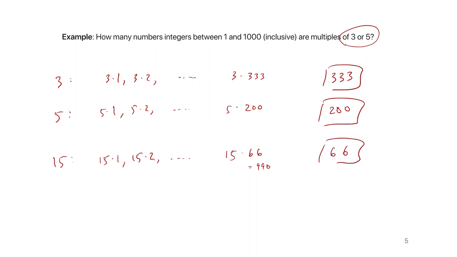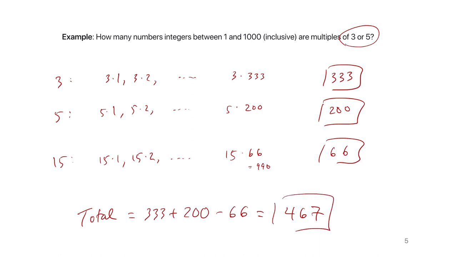Okay, so then the total we're looking for is 333 plus 200 minus 66. I think it's 467. Does that look okay? Is it 467? I don't know. It's been a long time since I did math. It is. Cool. So any questions with this?